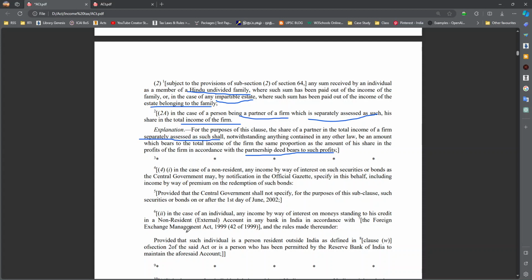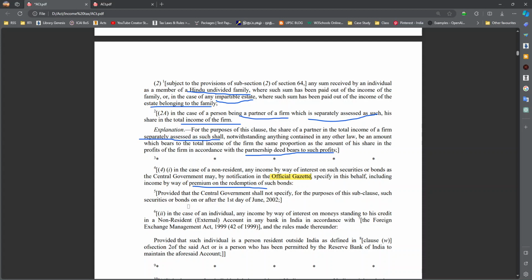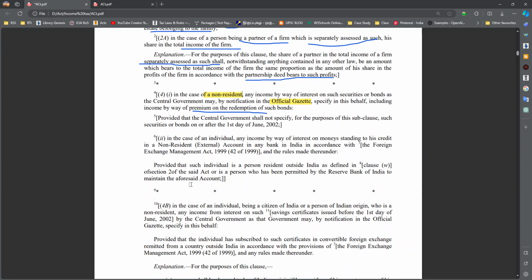Fourth point: in the case of a non-resident, any income by way of interest on such securities or bonds as the central government may notify in the official gazette, including income by way of premium on redemption of bonds. The central government will disclose in the official gazette that the interest income arising out of these bonds is tax free. The government says this for non-residents, not every resident; for non-residents this is allowed.